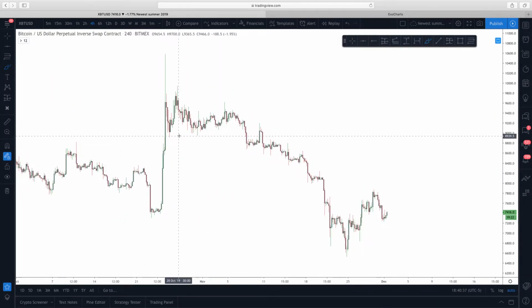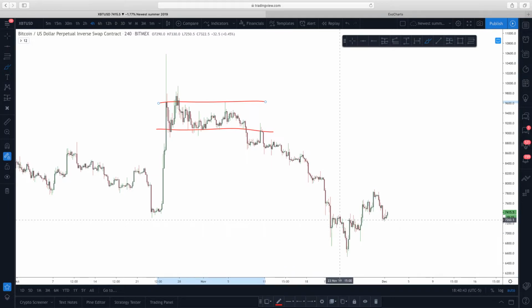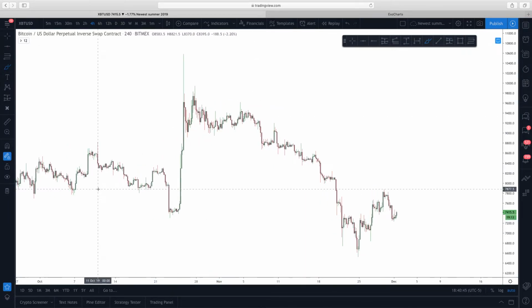But now that we understand this is the backside, this is the same for the longs. So longs are going to be based on market structure as well. We're going to be talking about ranges.